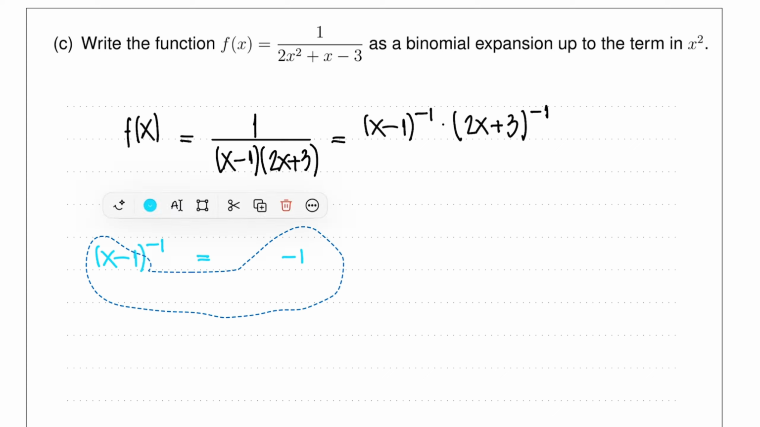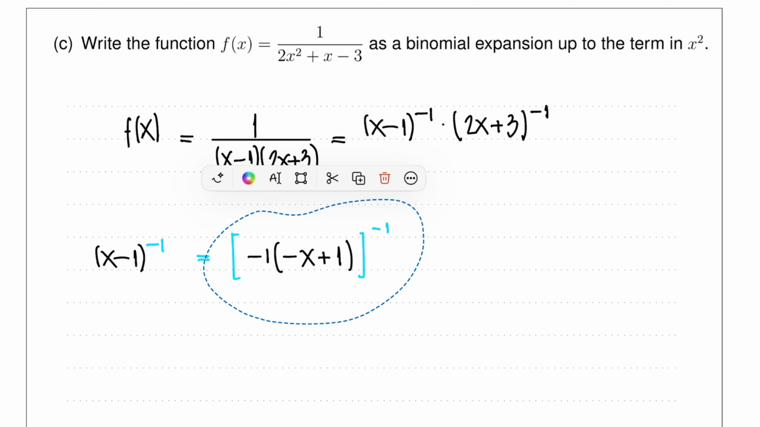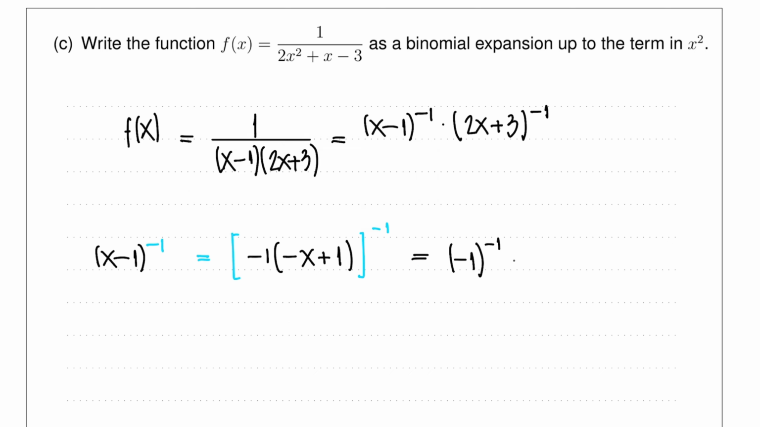Well, in this case, we can rewrite this x minus 1 as negative 1 times negative x plus 1. And do remember that this is all raised to the negative 1, which means that we have negative 1 to the negative 1, and we also have negative x plus 1 to the negative 1. We know that negative 1 to the negative 1, which is 1 over negative 1, well, that's just negative 1. So we have minus negative x plus 1 to the negative 1.